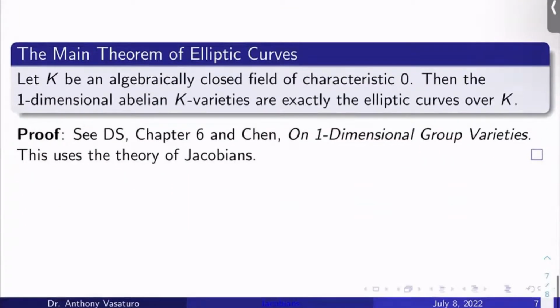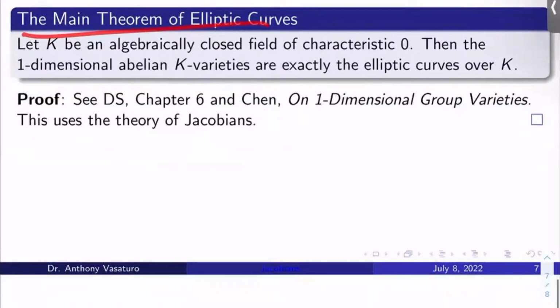And the setup here is we know elliptic curves over the complex numbers are one-dimensional complex abelian varieties, right? So the question is, if I give you an algebraically closed field K of characteristic 0, are there any other one-dimensional abelian K-varieties besides the elliptic curves over K? And the answer is no, according to the main theorem of elliptic curves. The main theorem says, let K be an algebraically closed field of characteristic 0, then the one-dimensional abelian K-varieties are exactly the elliptic K-curves.